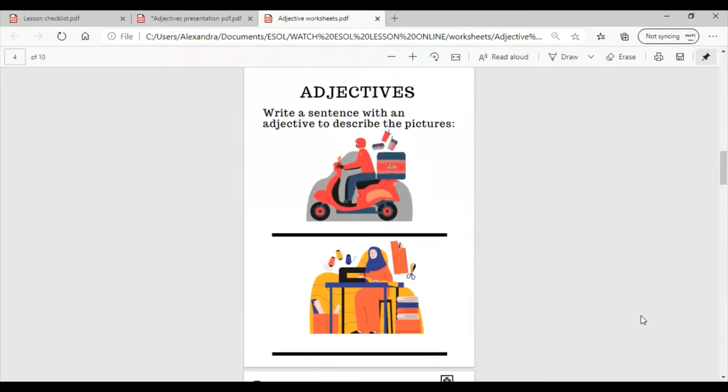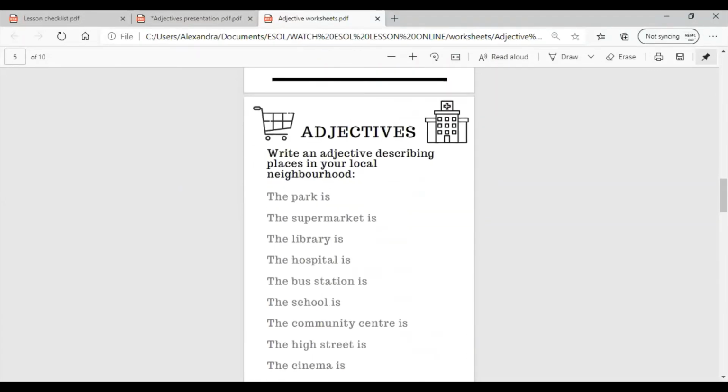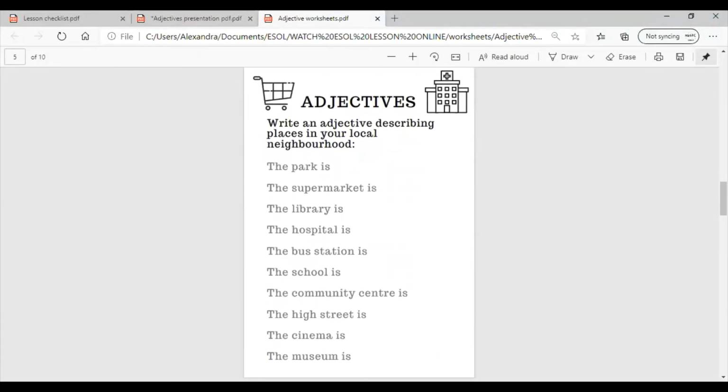Okay, and then the next page, this one's also quite self-explanatory. You just get writing a sentence about the picture of what the person is doing for work. So here we've got a delivery driver, and you're just going to write a sentence describing what you see. Then we've got another activity where you're going to write an adjective describing places in your local neighbourhood.